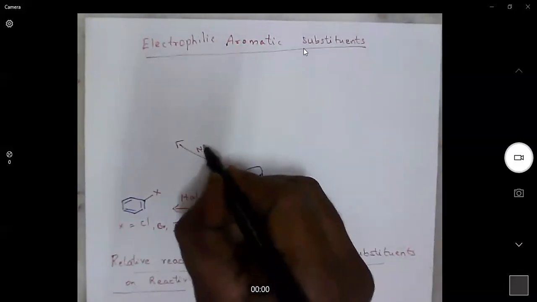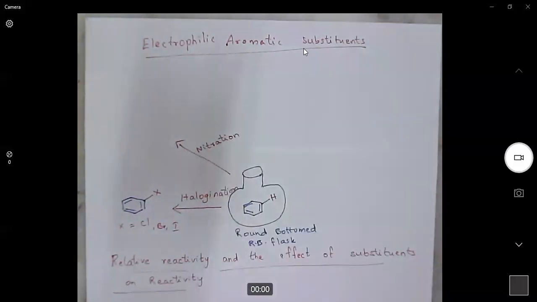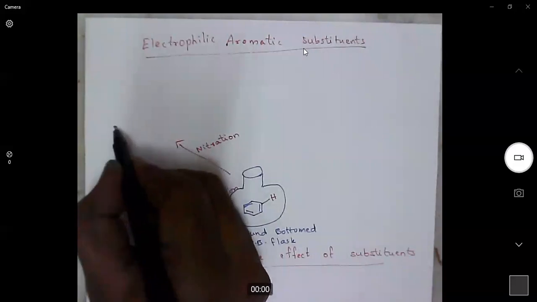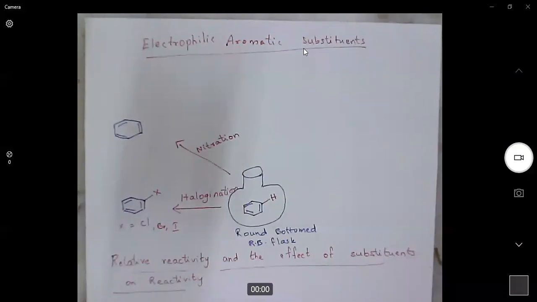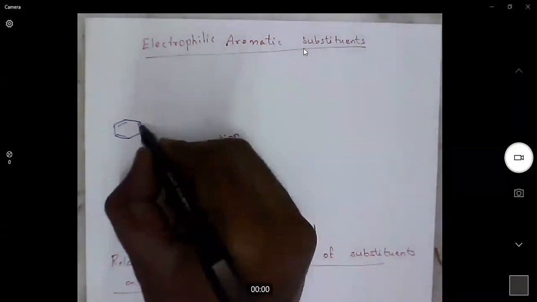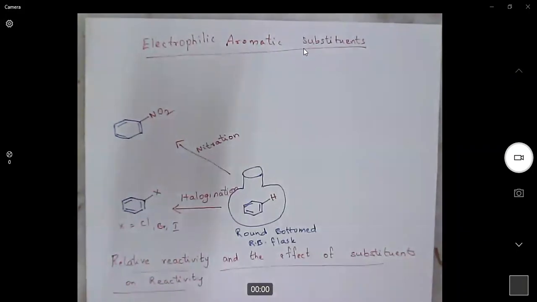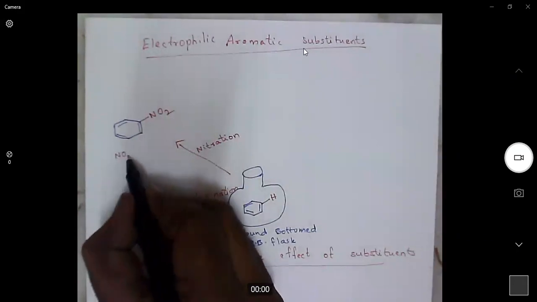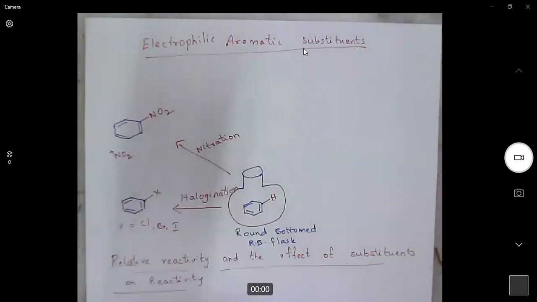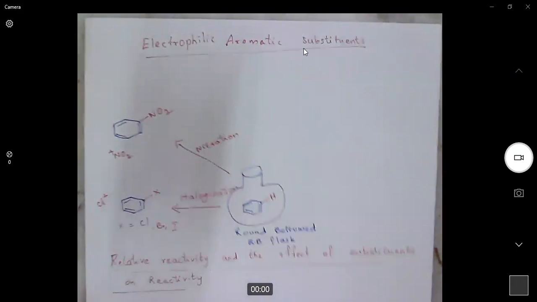Next electrophilic substitution is nitration reaction. What is nitration? Substitution of one of the hydrogens on benzene ring with nitro group. Now, what is the electrophile here? Nitronium ion, positively charged nitronium ion. In halogenation, it is a positively charged halonium ion, chloronium ion.